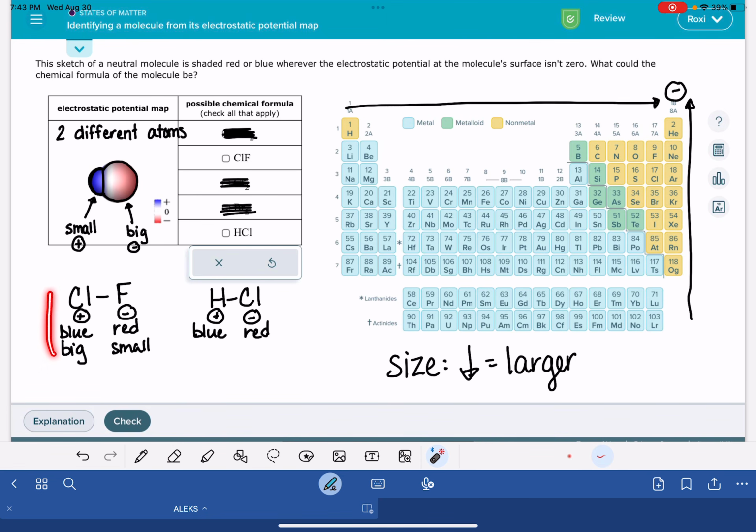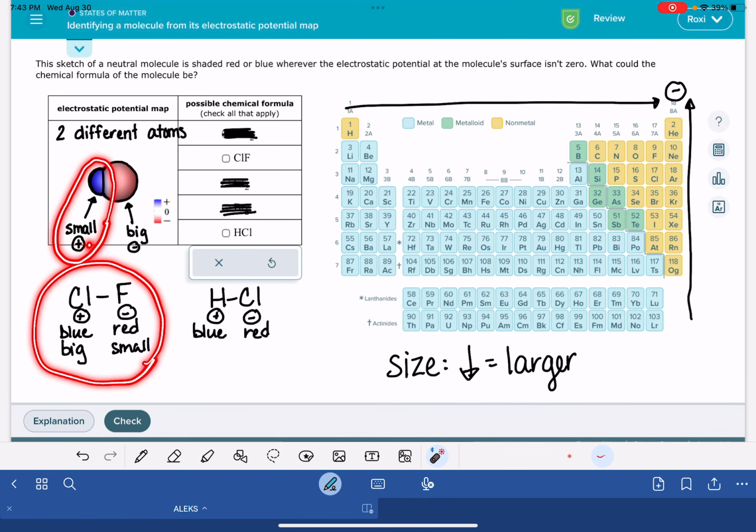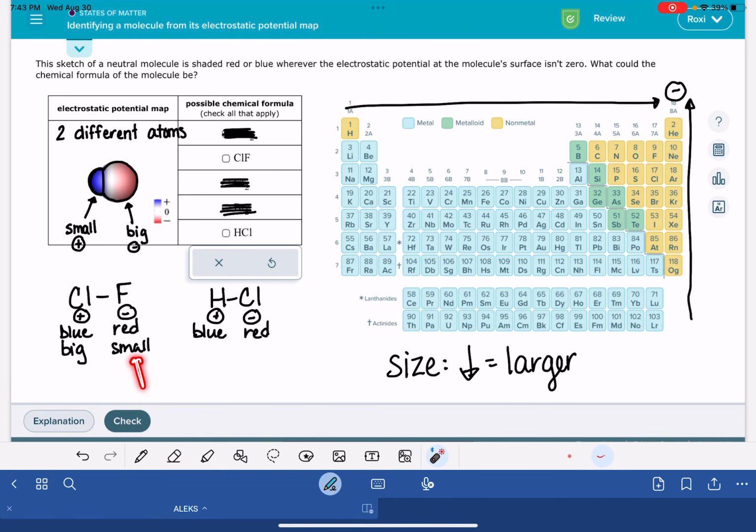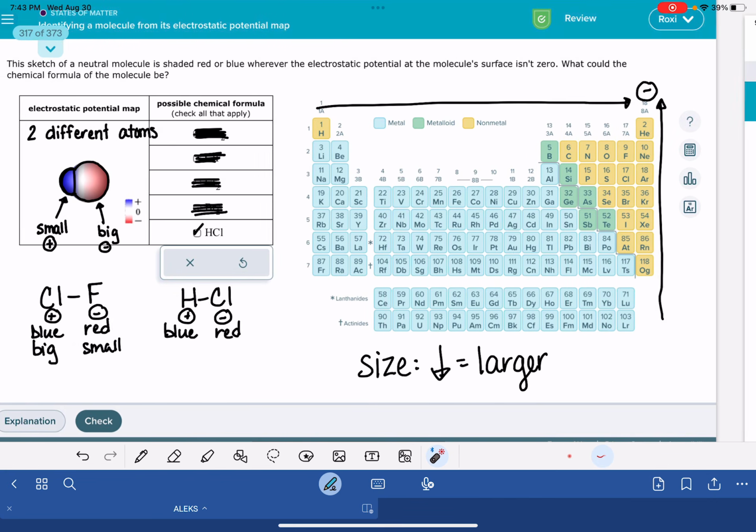And look, this is not matching up with the electrostatic potential. In this diagram, our small atom is the one that is positively charged, but in the ClF molecule, the small atom is going to be the one that's negatively charged. So I know that that is not the correct answer. And that leaves me with just one choice. So I know that HCl is correct, but let's also analyze the size for the HCl molecule as well.